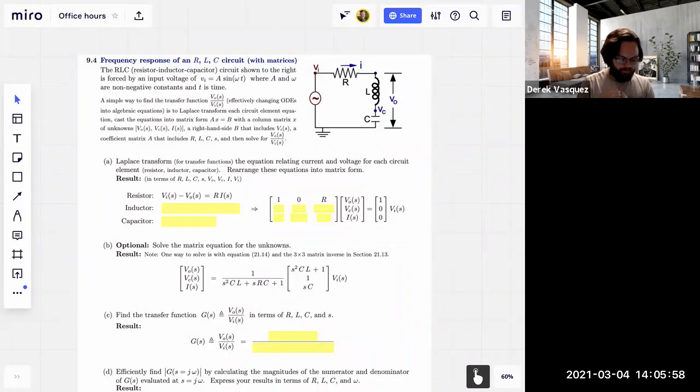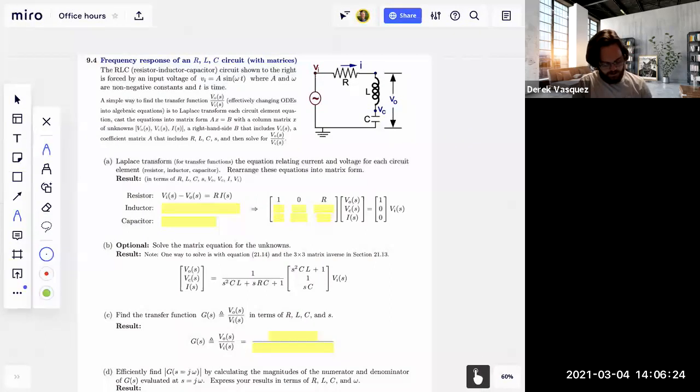So part A, we find the Laplace transform of our governing equations. They've already done it there for the resistor: VI of S minus VO of S equals R times I of S. All they've done is take the time domain equation, VI minus VO equals RI, and take the Laplace transform of that. We're going to do the same thing for the inductor and the capacitor.